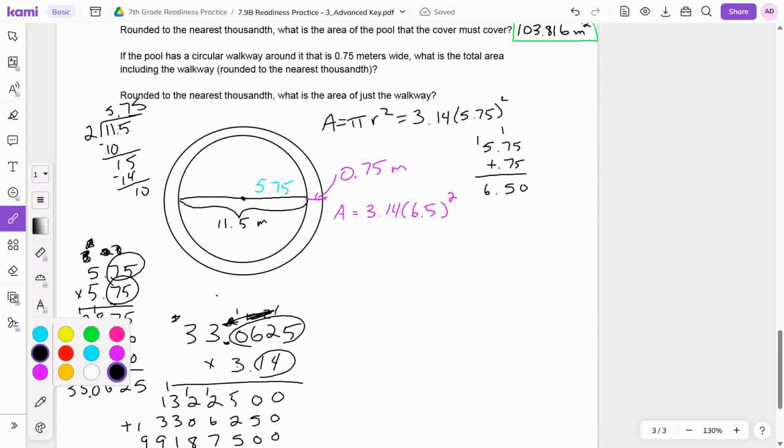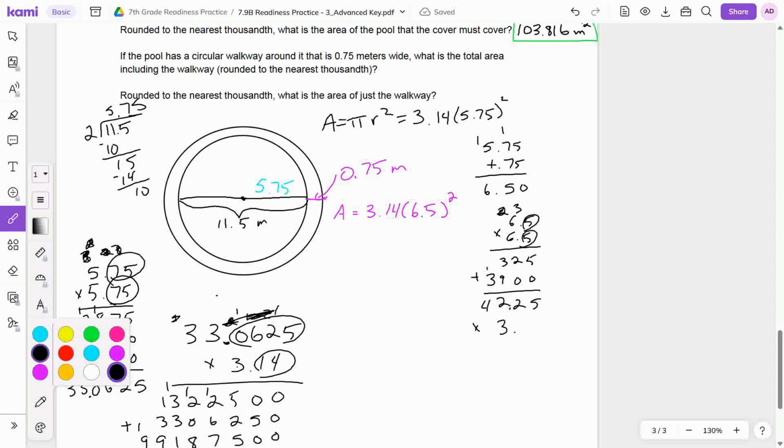Let's just square 6.5. And we're going to multiply that by 3.14. 25, 30, 32, 0, and that's going to be 30, 36, 39. And that's 25, that's 12, 42, 25. I've got 2 digits behind the decimal. And I'm just going to leave that right there.